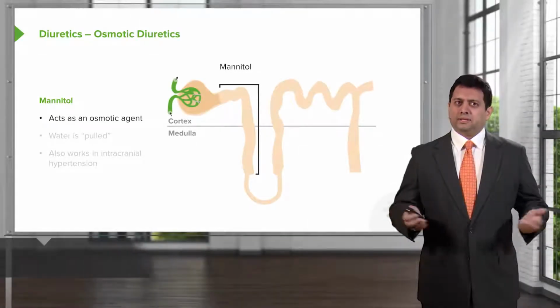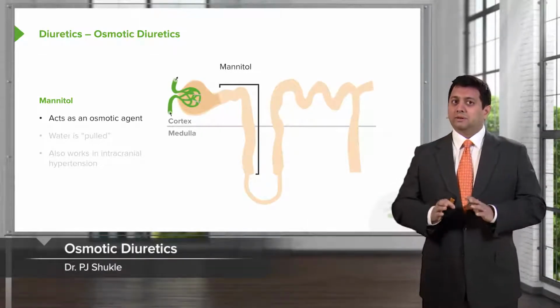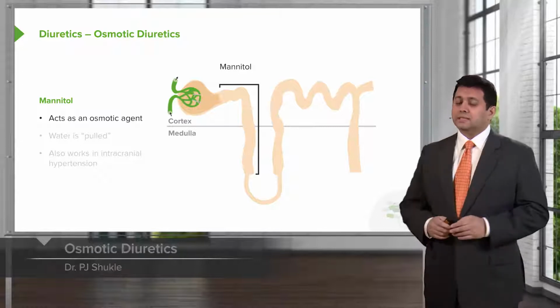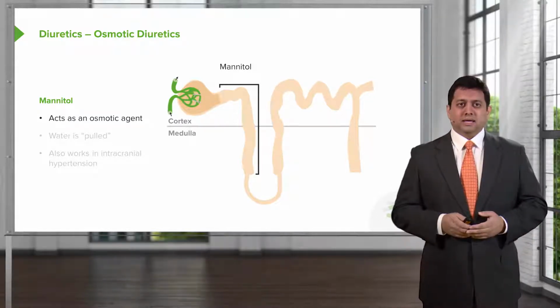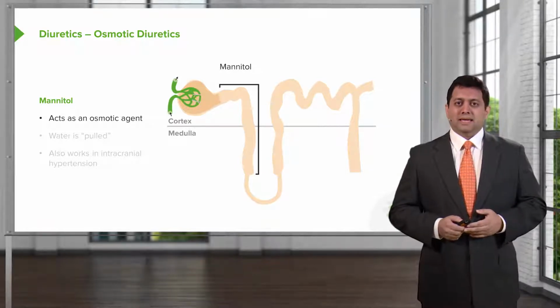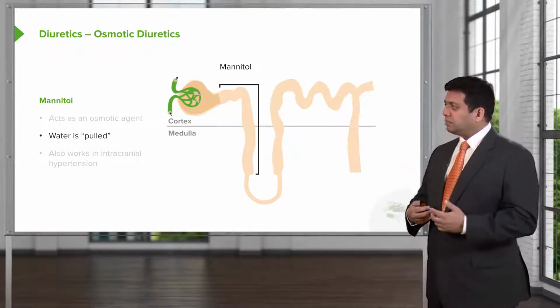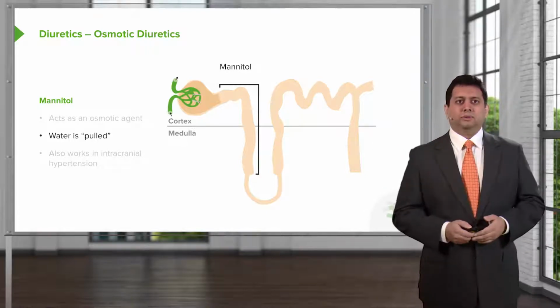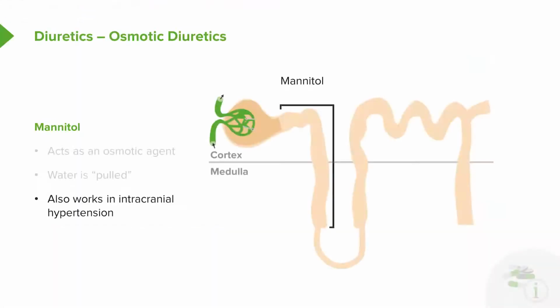Let's start off with the diuretics, and let's start with the most simple of diuretic mechanisms, the osmotic diuretics. The most commonly used osmotic diuretic is mannitol. It literally pulls water into the collecting tubules. It also works very, very well in intracranial hypertension.